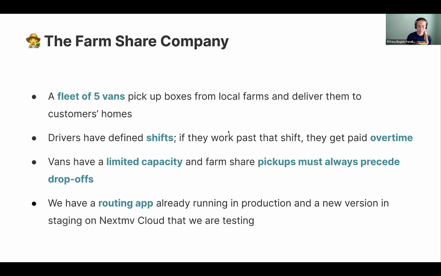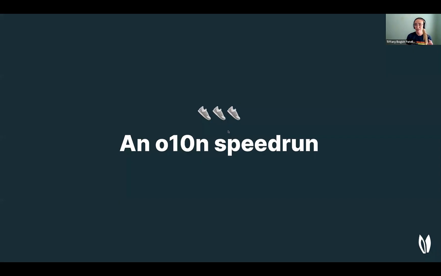So the perspective that we're going to dive into for this speed run is we're product managers at this farm share company. And we're getting some feedback from our operators that drivers are working overtime. And so our team has been working to create a new model, adding some new constraints to address this on the ground problem that we're observing. So let's hop over to Nextmv and take a look at it.